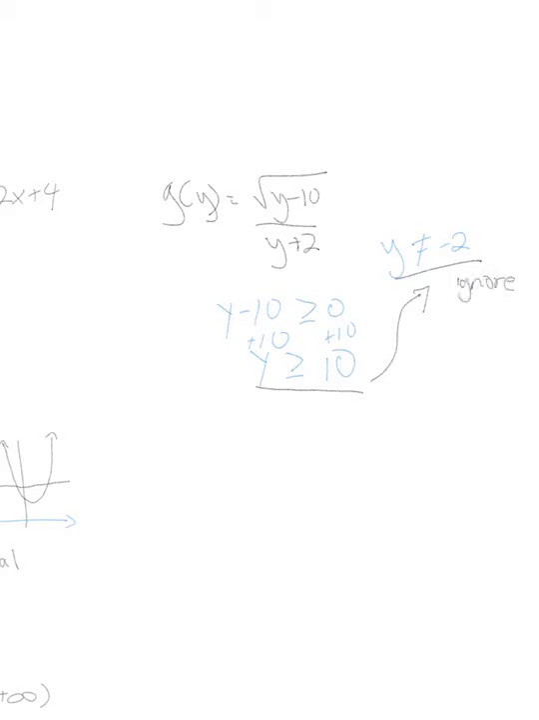Because y is greater than or equal to 10 overrides the other one. So this, our domain, y is all real numbers. However, y has to be greater than or equal to 10. Another way to write that is, if it's greater than or equal to, we need a bracket at the end. So we need 10, comma, positive infinity.